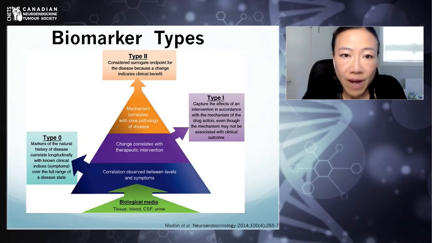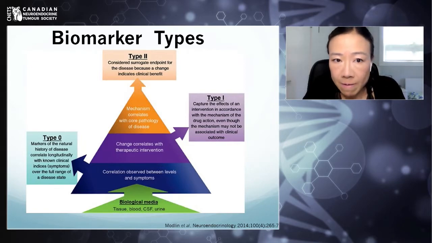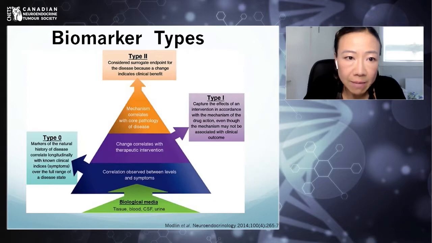Different ways to define different types of a biomarker. The NIH, the National Institutes of Health, defined different types of biomarkers. A type 0 biomarker reflects the natural history of disease, and the levels of this biomarker can be correlated with patient symptoms. However, the association between this marker and the clinical course could be very loose, so they're not that useful.